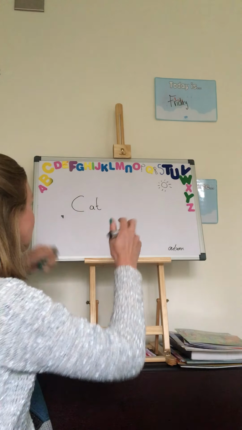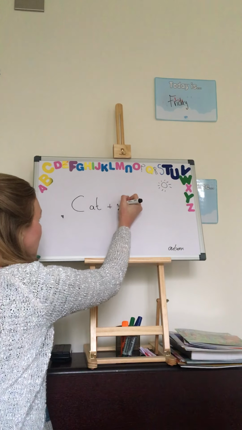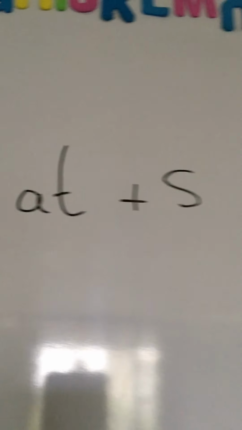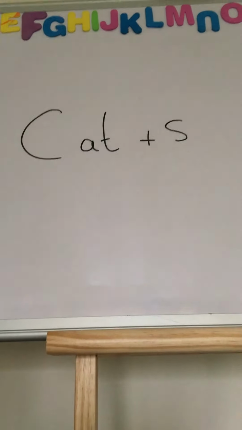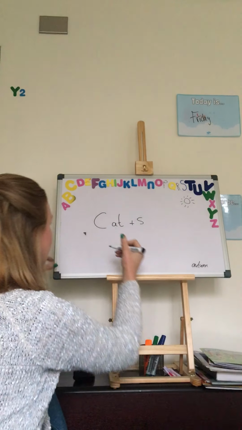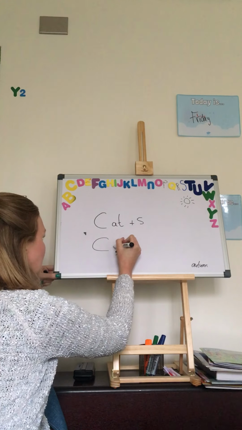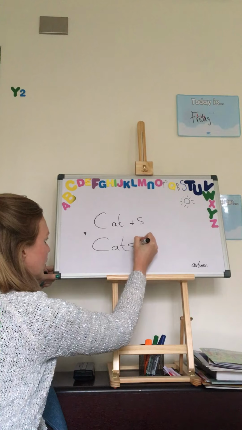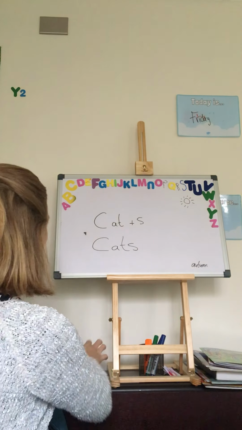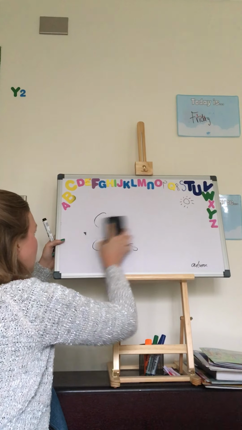We add the letter S to the word. Look. Cat plus S. Cats. So how do I write that? We write it like this. Two cats. What happens to the word?